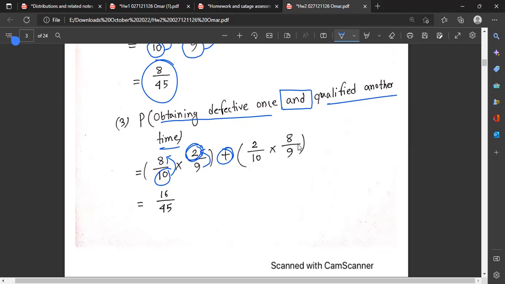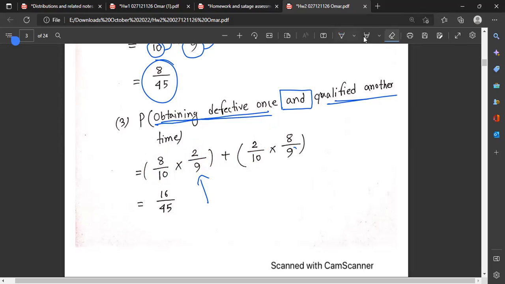So the obtaining defective once and qualified another time. So first time it is defective, and then second time it's qualified. Let's say previously the first time it was qualified, but now the first time it is defective, right? So here is the difference.